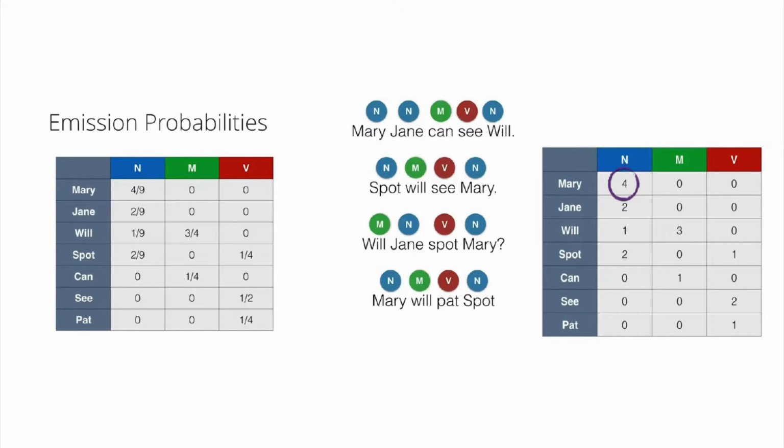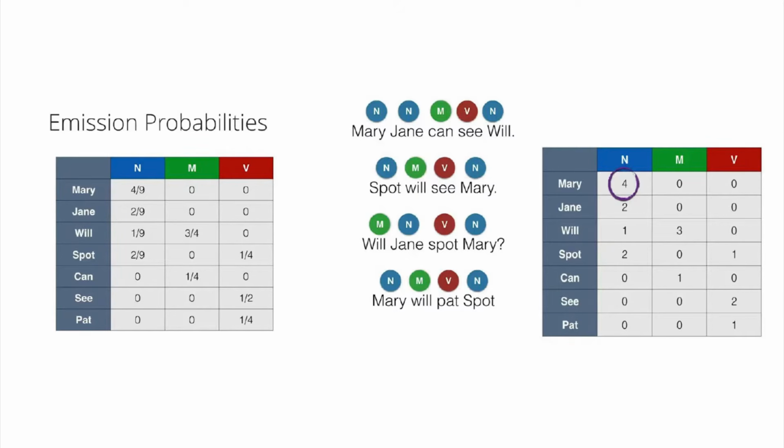And so we go for Jane. Noun occurred 9 times and it was twice that it was Jane. Then we go for will. Will was noun once, while the noun occurred 9 times. But will was also a modal verb. Modal verb in total in the data occurred 4 times, and it was 3 times that it was will that was the modal verb.